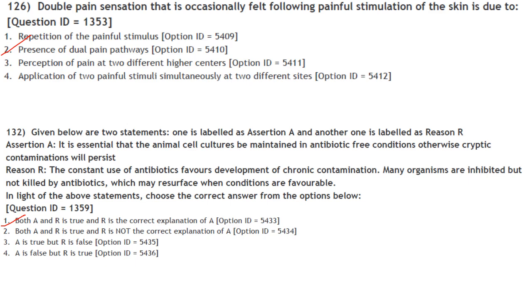Many organisms are inhibited but not killed by antibiotics, which may resurface when the conditions are favorable. In the light of the above statements, choose the correct answer from the options below. So here both A and R are true and R is the correct explanation of A. Answer is option 1.